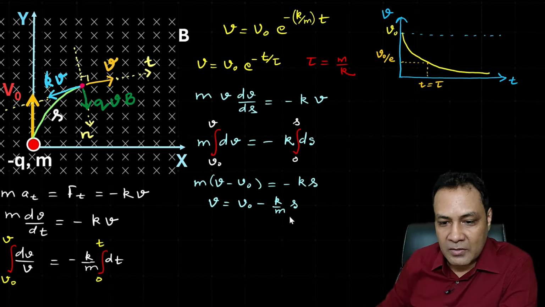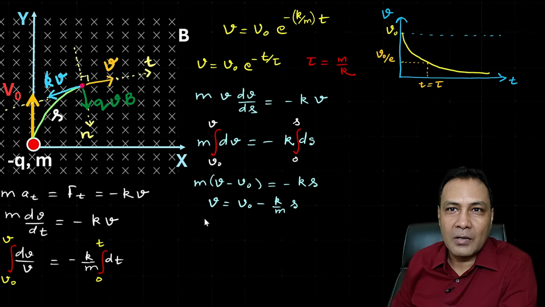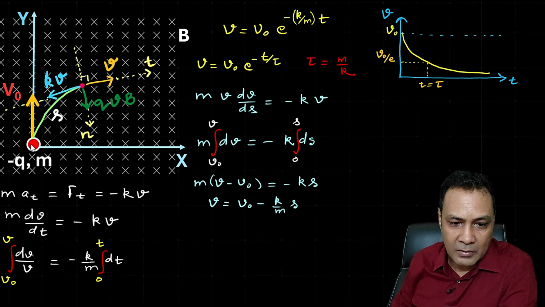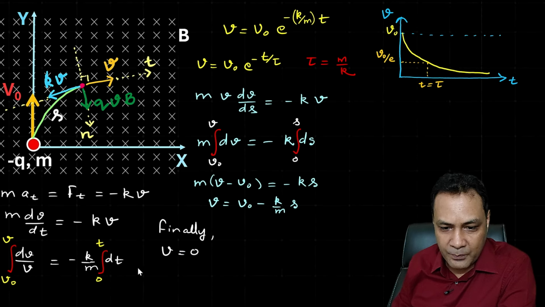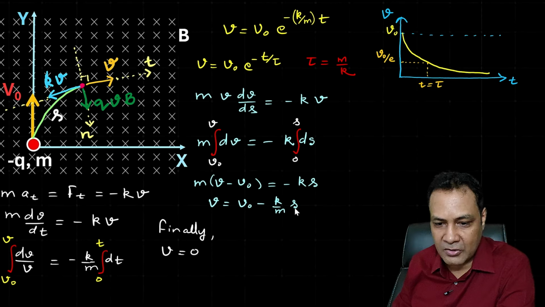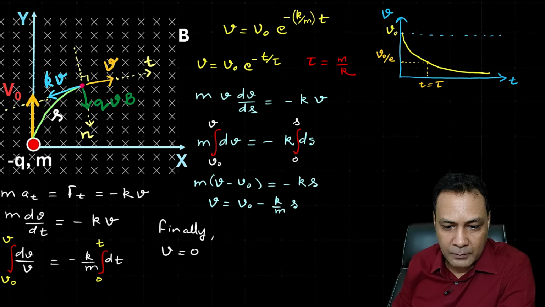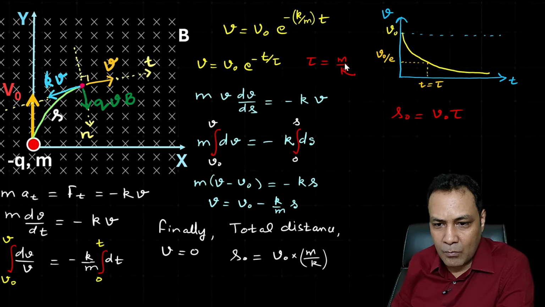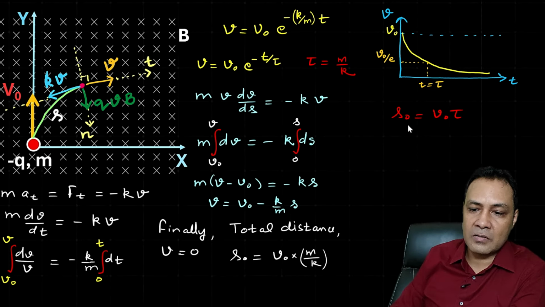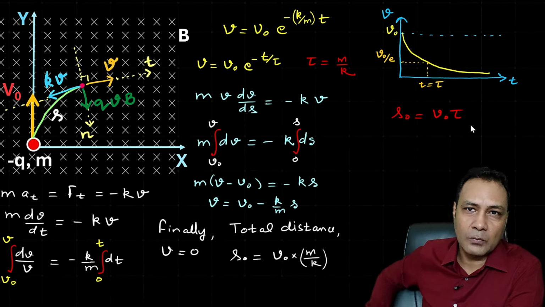And now, using this equation, we can find the total distance traveled. Here s is the distance when the speed is v. So for the total distance, finally v becomes 0. If I put v equal to 0 here, we'll get s is equal to v naught m by k. That is the total distance, and this m by k we can write as tau. So the total distance s naught is v naught tau.